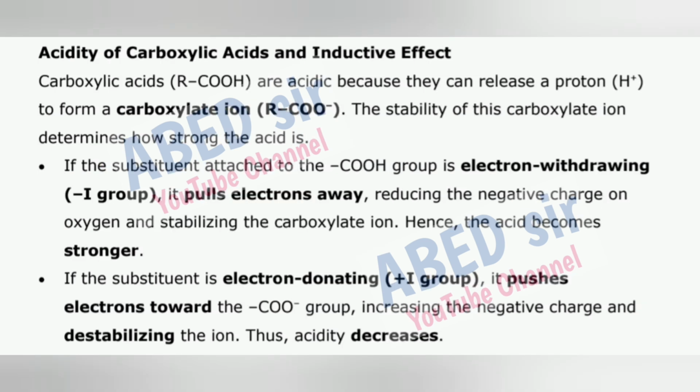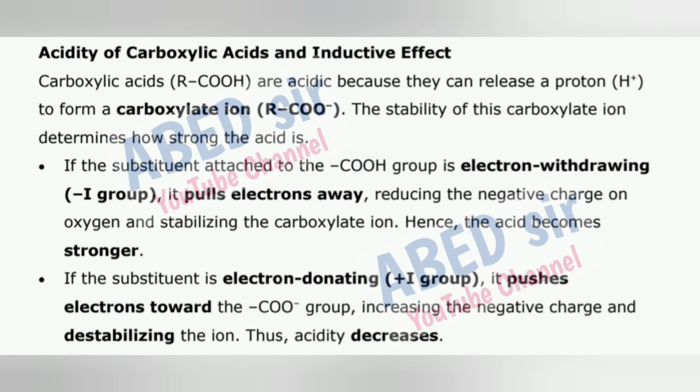Acidity of carboxylic acids and inductive effect. Carboxylic acids, COOH, are acidic because they can release a proton, H+, to form a carboxylate ion, COO-. The stability of this carboxylate ion determines how strong the acid is. If the substituent attached to the COOH group is electron withdrawing, a -I group, it pulls electrons away, reducing the negative charge on oxygen and stabilizing the carboxylate ion. Hence, the acid becomes stronger.